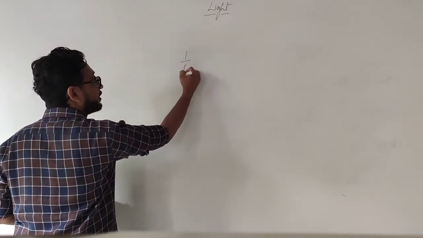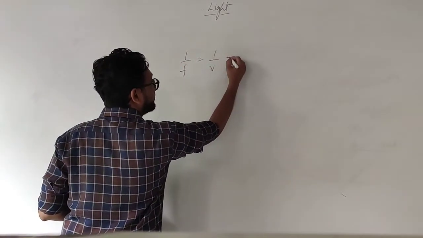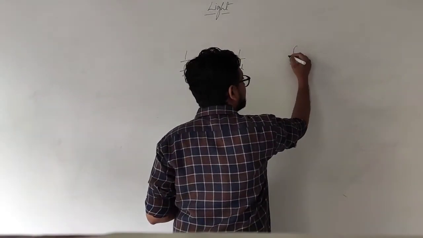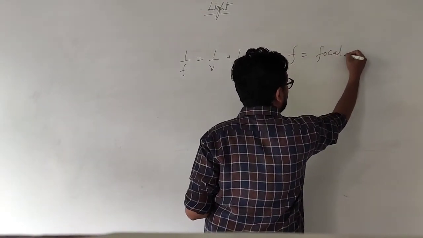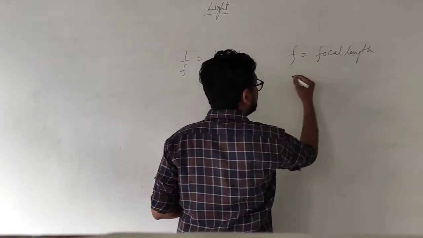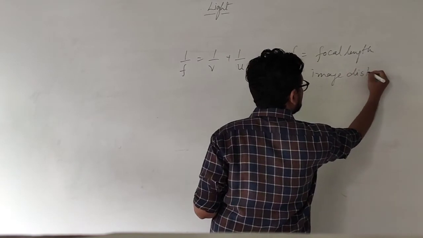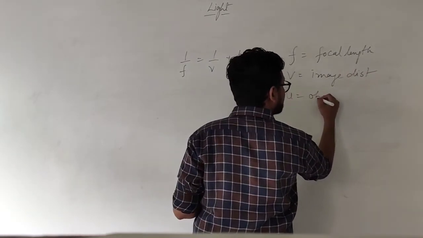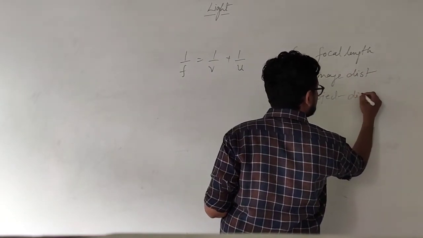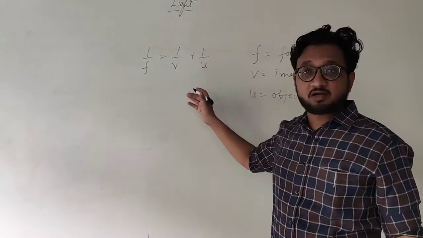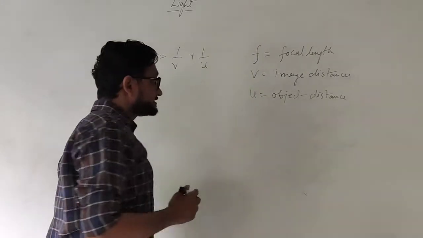Mirror formula is 1 upon f is equal to 1 upon v plus 1 upon u, where f is focal length, v is image distance, u is object distance. Okay students, so this is the mirror formula where f is the focal length, v is image distance and u is object distance.